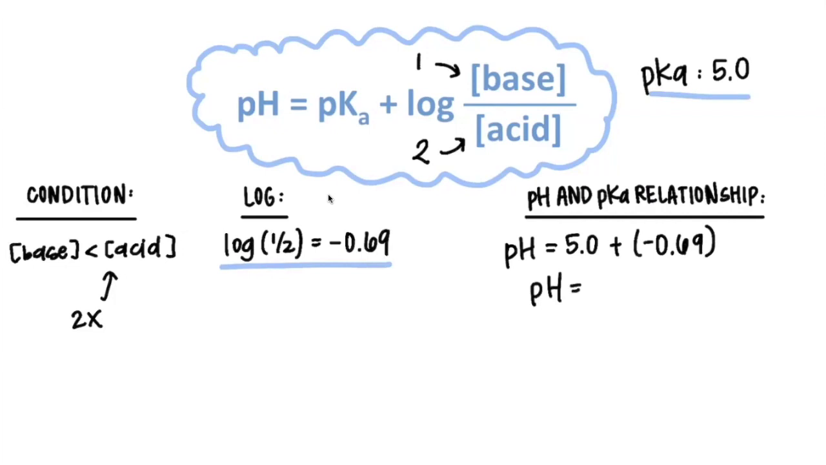When you calculate it, you get 4.31, and 4.31 is less than 5.0, so the pH is going to be less than the pKa. This also makes sense because the more acid you have, the lower your pH is, typically less than 7.